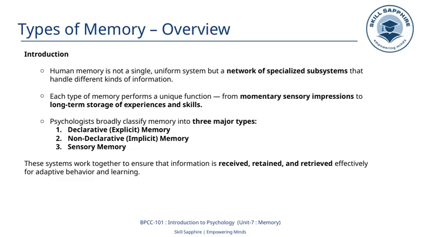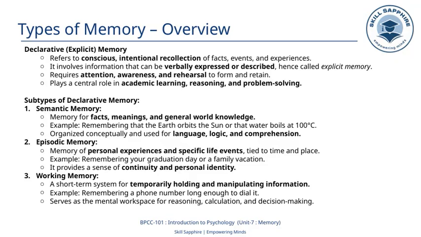Understanding these different types of memory is essential because it highlights how complex and interconnected our memory processes truly are, supporting our overall theme of how memory underpins our ability to learn and adapt. Now, let's take a closer look at the types of memory, starting with declarative or explicit memory.